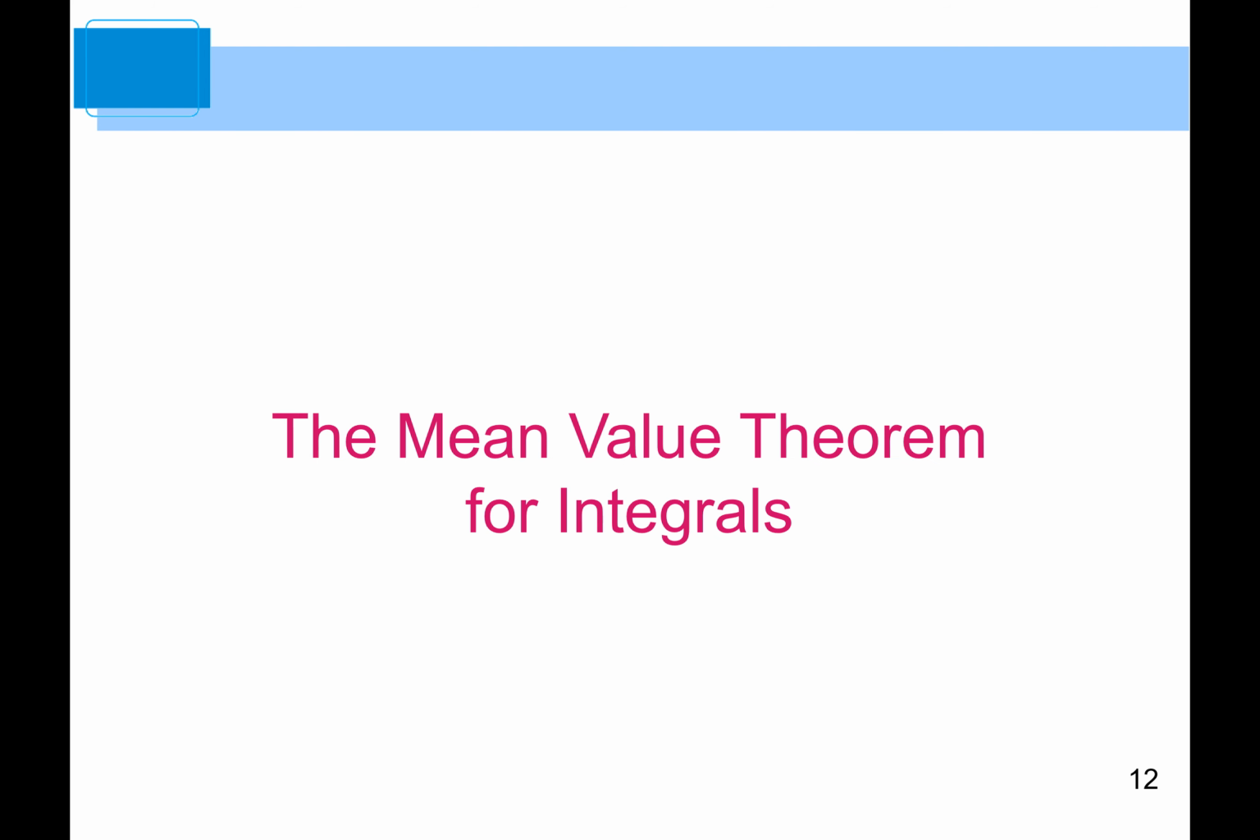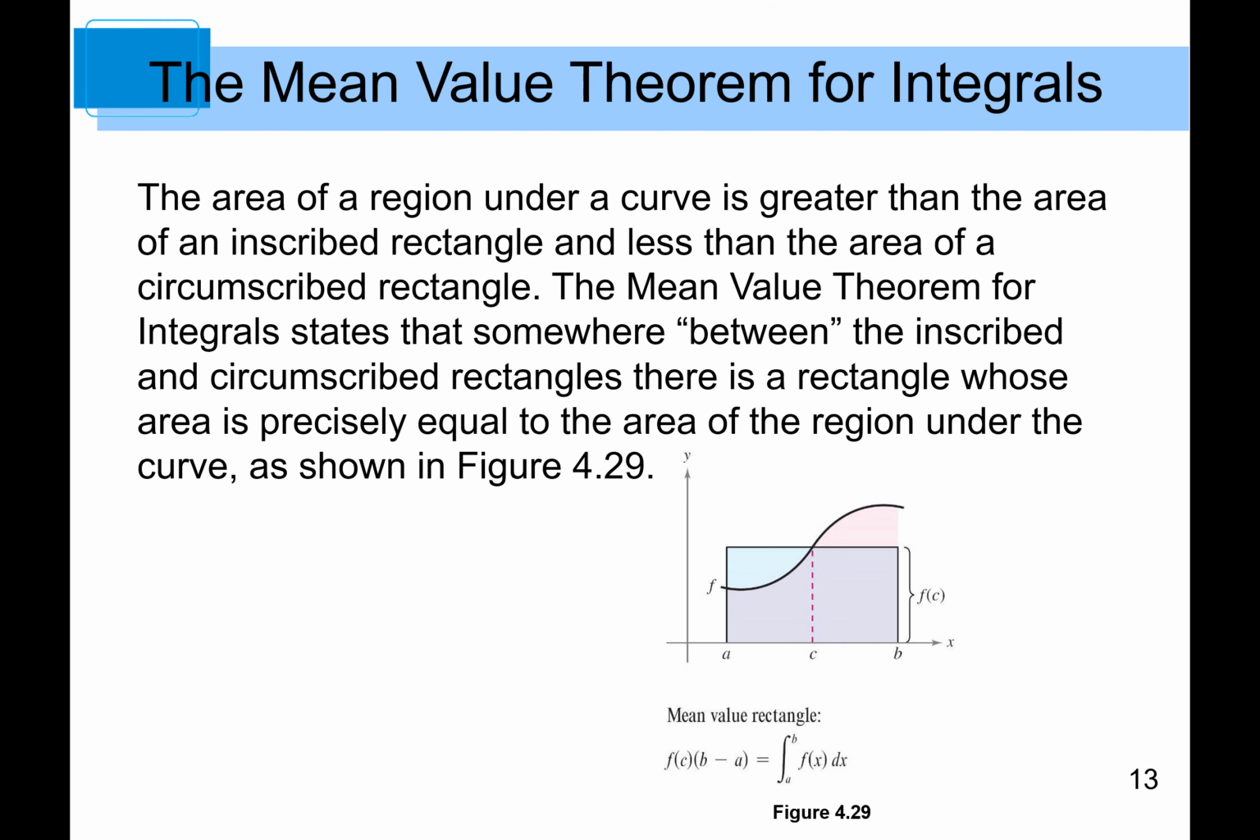And next, let's take a look at the mean value theorem for integrals. You'll probably also see the abbreviation for mean value theorem as MVT. Basically, the area of a region under the curve is greater than the area of the inscribed rectangle and less than the area of the circumscribed rectangle. The mean value theorem for integrals states that somewhere between the inscribed and the circumscribed rectangle, there's a rectangle whose area is precisely equal to the area of the region under the curve.